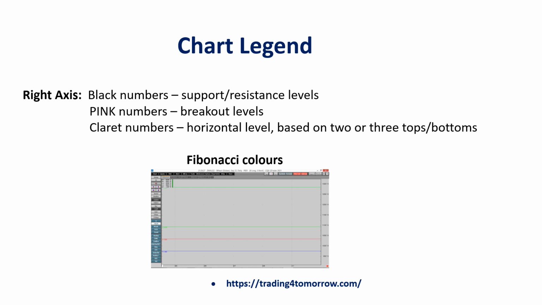So before I do that, just the legend so you know exactly what's there. The black numbers are going to be support and resistance levels based on trend lines. Pink numbers are going to be breakout levels. And claret numbers, they're just going to be horizontal levels where I've identified support or resistance, generally based on double or triple tops or bottoms.